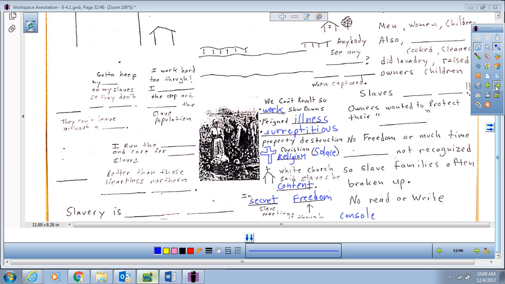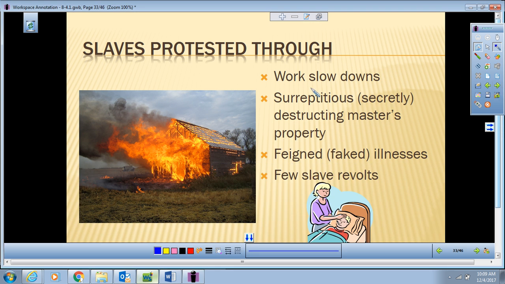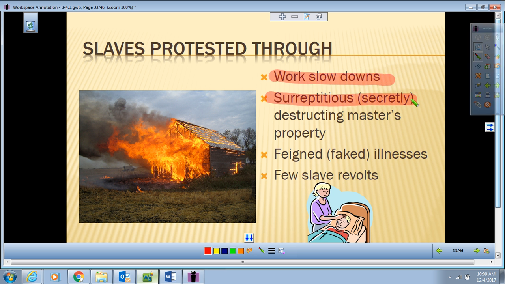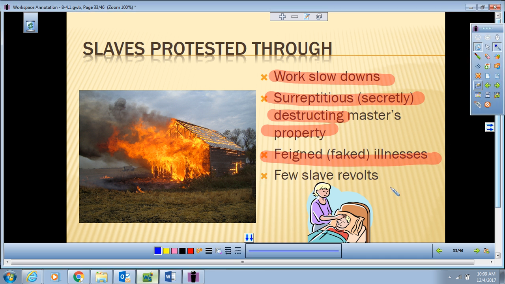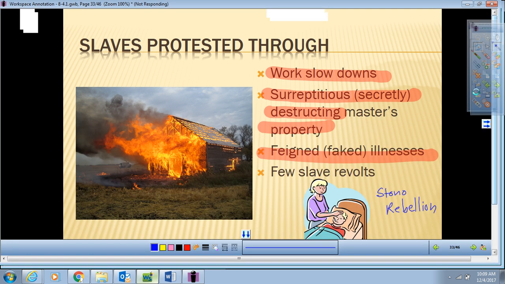One of the main reasons that it was locked down, first of all, let's go through this. So, slaves protested through work slowdowns, surreptitious property destruction, feigned illnesses, and of course there were few slave revolts. What was the slave revolt we learned about in Charleston that caused an increase in slave codes? That's it. Stono Rebellion. Now, if you remember, there was a big example set of the Stono Rebellion where most of the slaves that were involved were executed as a warning that revolt equals death. So, they were very scared of that.